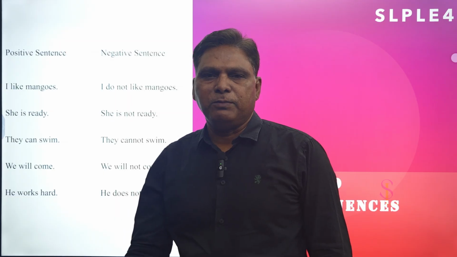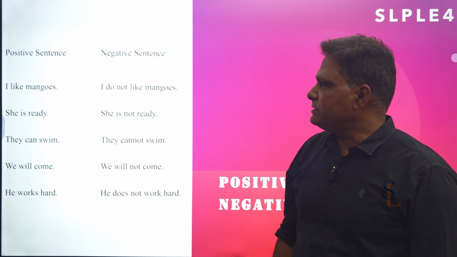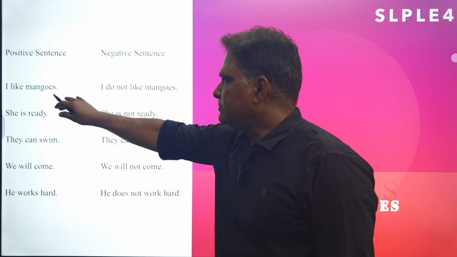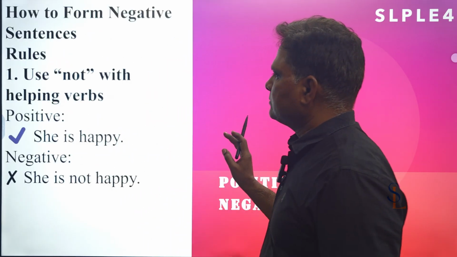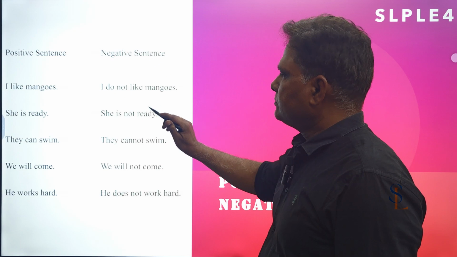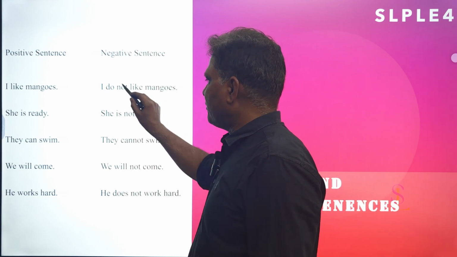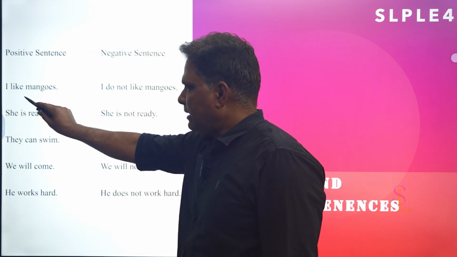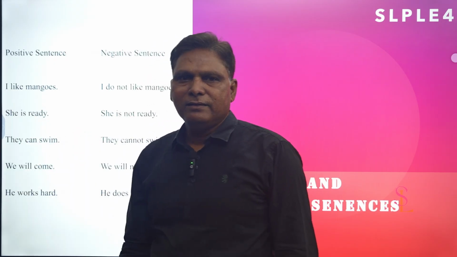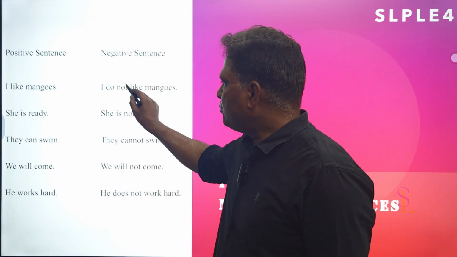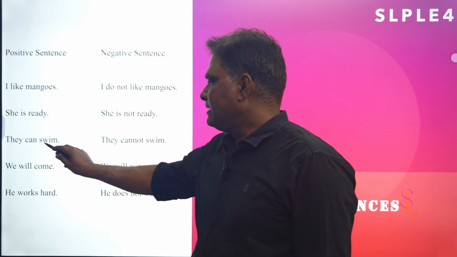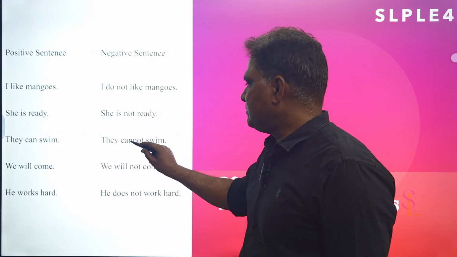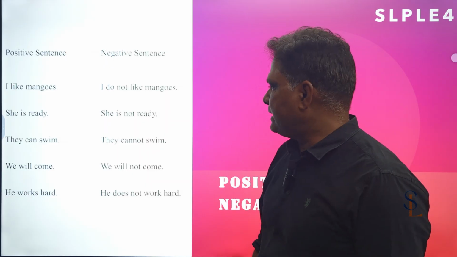So here are a few examples of positive sentences and negative sentences. I like mangoes. Here the subject is I. I do not like mangoes. Have you observed when I use the subject I, we have used do not like mangoes. She is ready. She is not ready. They can swim. They cannot swim. Merely adding not makes it negative.